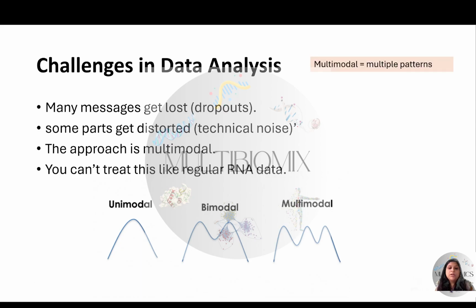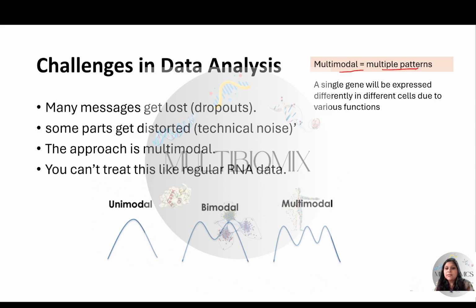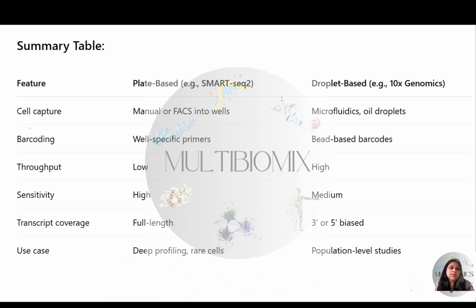So what do you mean by multimodal? Multimodal means you have got multiple patterns. A single gene will be expressed differently. Suppose you have the P53 gene, it will be expressed differently in a normal tissue or normal cell and differently in a cancerous cell, right? Because its function is different at different times or in different cells. This is just the summary table.